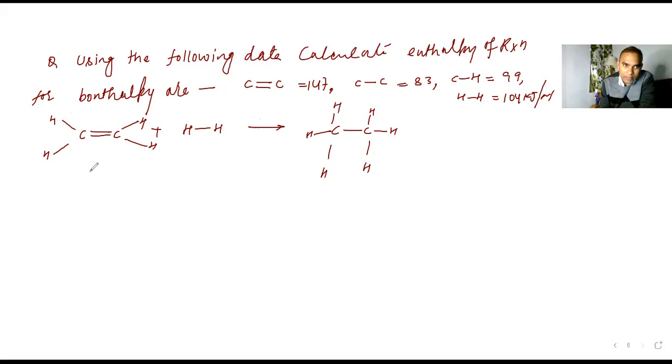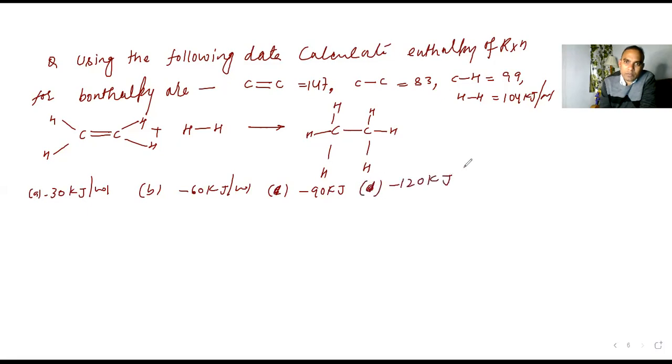Answer options they have given. A is minus 30 kilojoule per mole. B option is minus 60 kilojoule per mole. C is minus 90 kilojoule per mole. And D is minus 120 kilojoule per mole. So these things they have given. So we need to solve this.